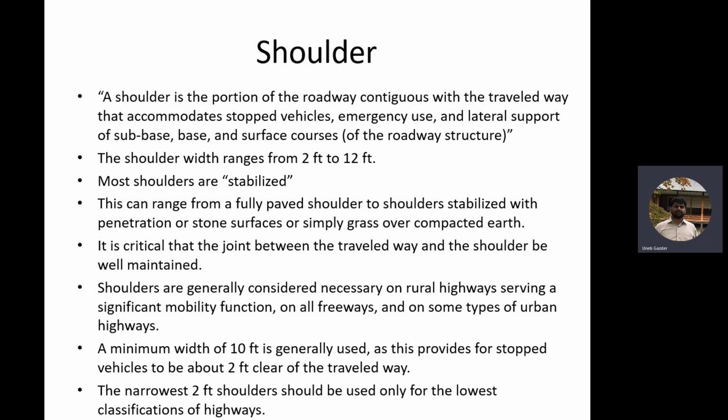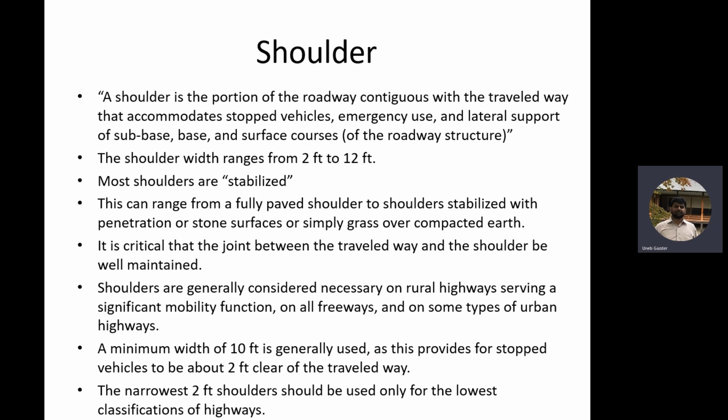So shoulder can be the same surface as the pavement itself, or you can make it of loose material or some other material as well, because it's not for the normal operation of the traffic. So the material of the shoulder can be different from the material of the lane. The shoulder width goes from 2 feet to 12 feet, and again it will affect the speed and the capacity. When you increase shoulder width, the capacity and speed also increase.